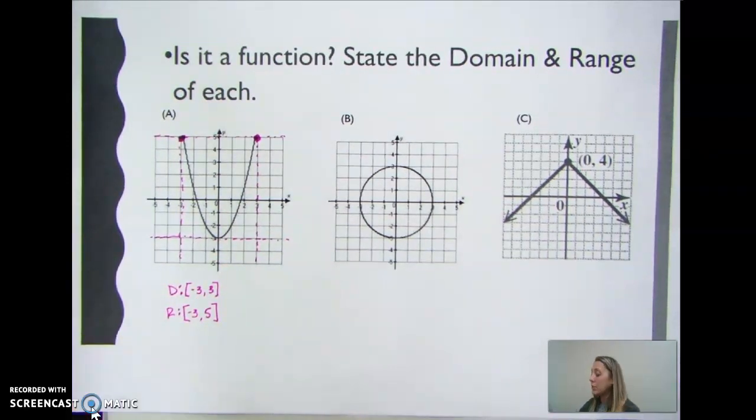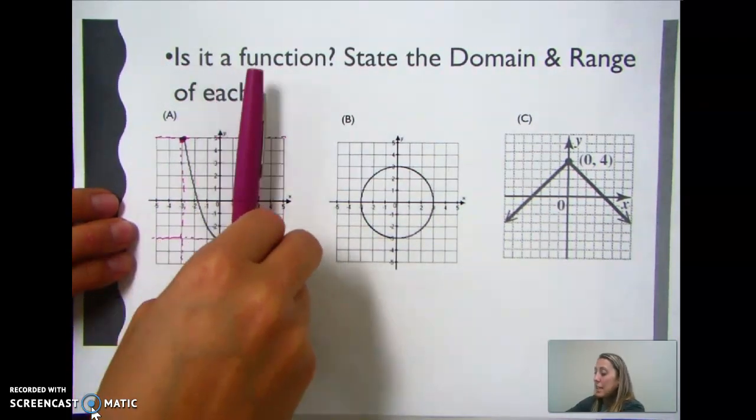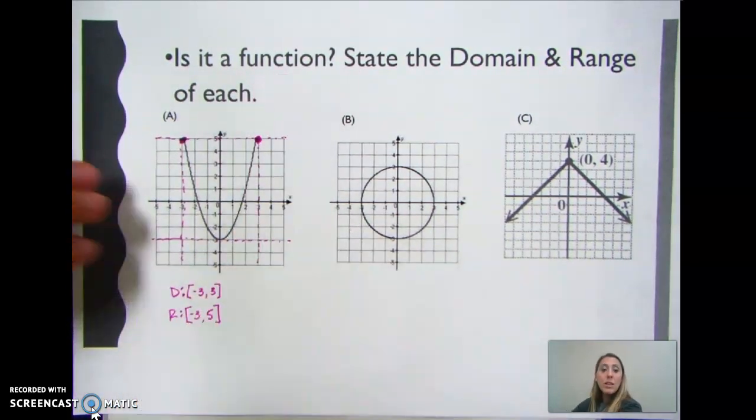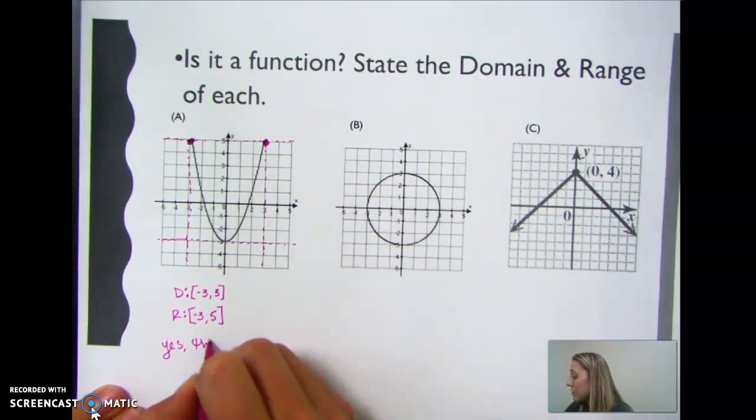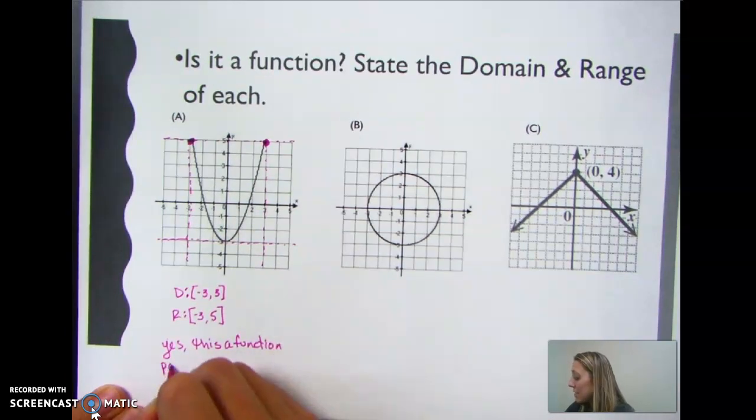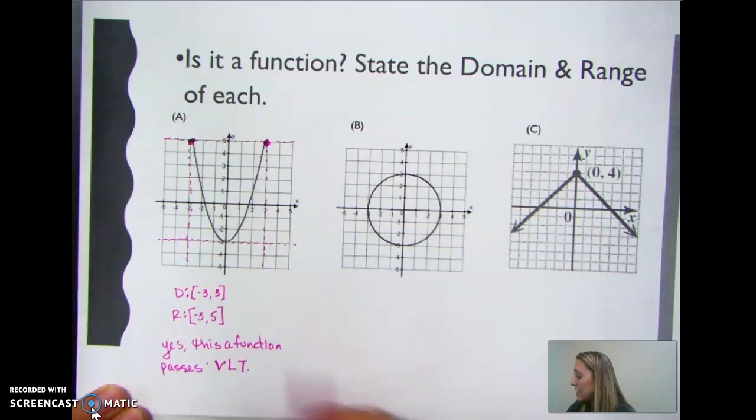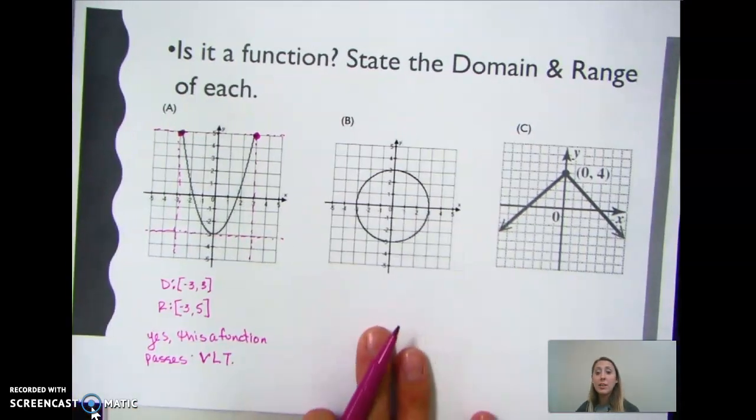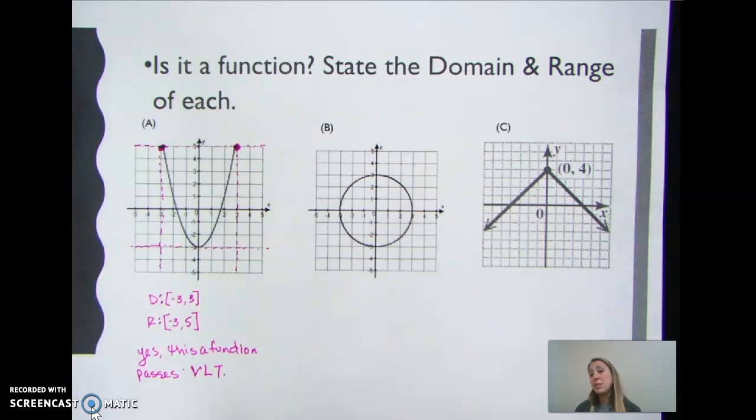Now, if I were to do that vertical line test, if I were to draw any vertical line, I would only hit one part of the graph. So yes, this is a function, it passes the vertical line test. I would like you to try B and C on your own. C is a little weird and B is a little weird. So go ahead and try those and then check your answers with me.